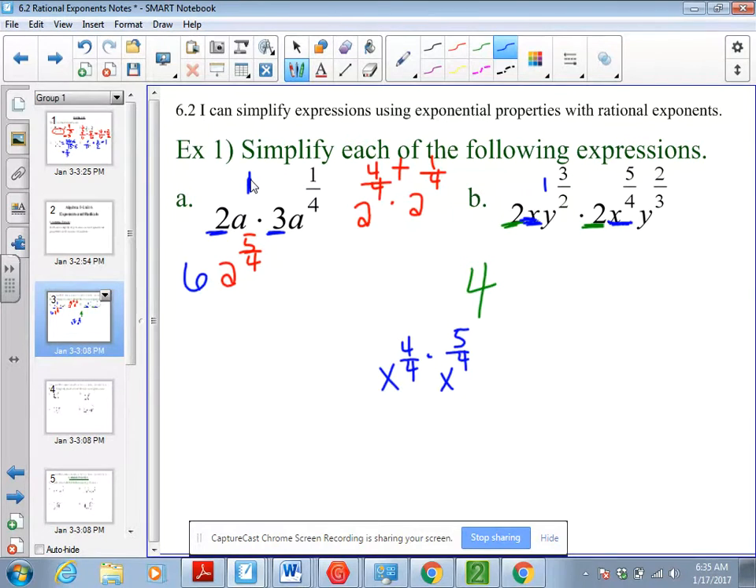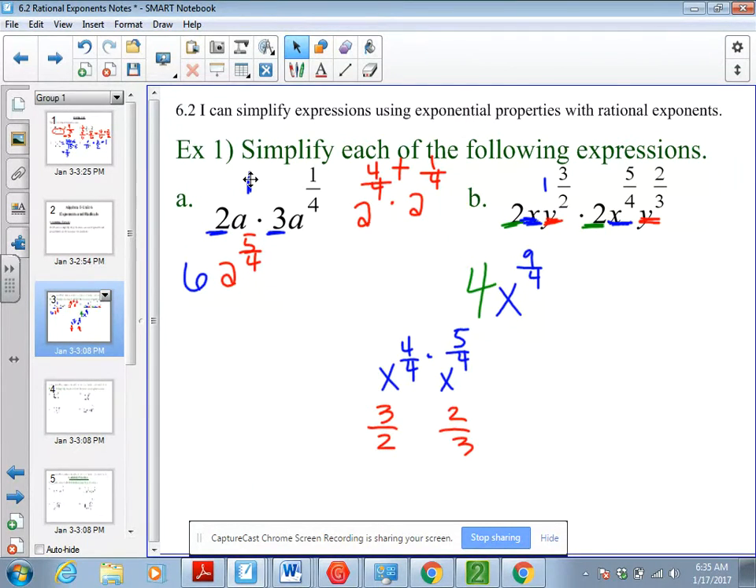So I'm combining these two, and once I have this in terms of 4, then I'm just going to add them. This is going to become x to the 9/4. And my y's, I have a denominator of 2 and a denominator of 3. So I'm going to go ahead and just take the fractions for a second. 3 halves, 2/3. If I multiply this fraction by 3 and this fraction by 2, then I'll have a denominator of 6, which I want.